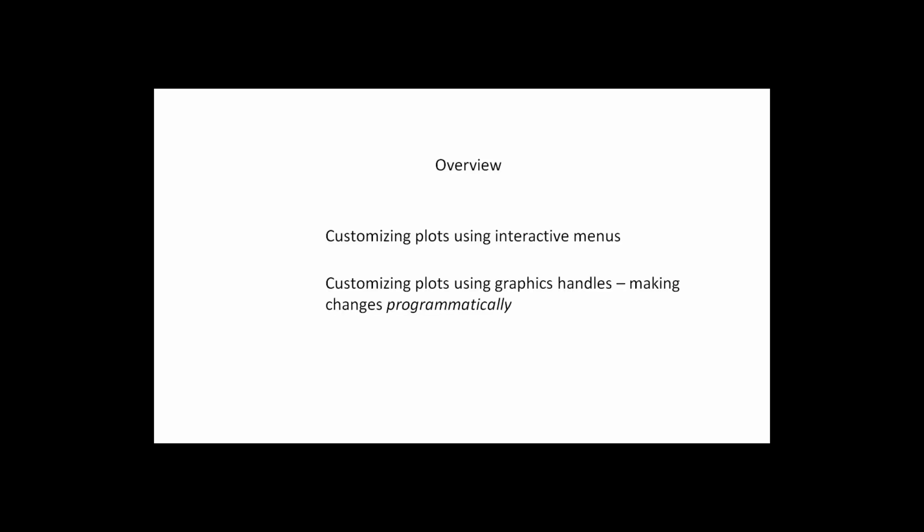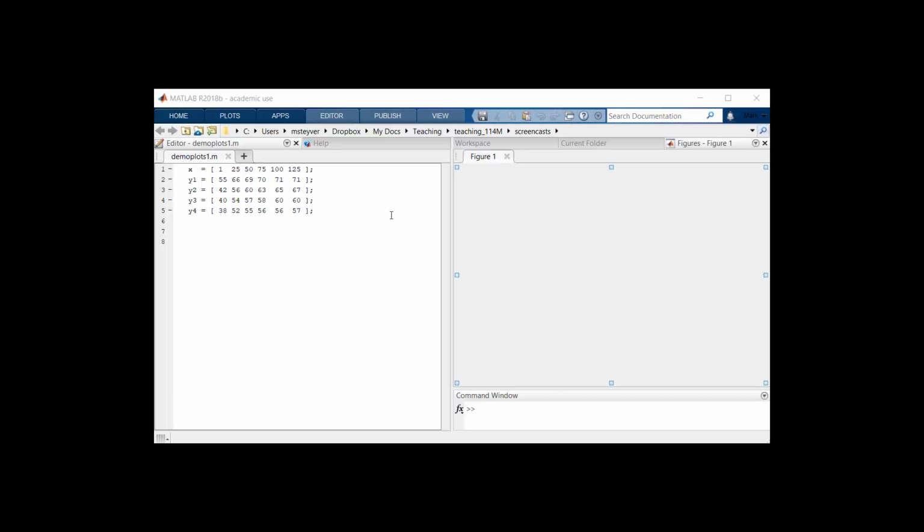In this screencast, we're going to discuss how to customize Matlab figures. There are two ways to customize. One is to use Matlab's interactive menus, and the other is through the use of graphics handles. Basically, we can make all the changes programmatically. In other words, we can use MATLAB code to make changes in figures, and this is the preferable way to create figures. So let's go back to an earlier example of a graph.